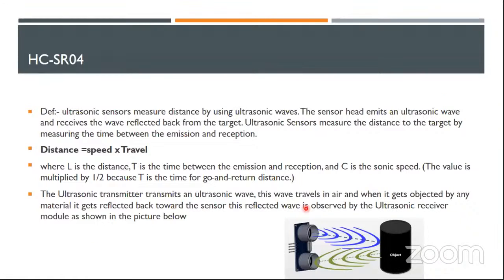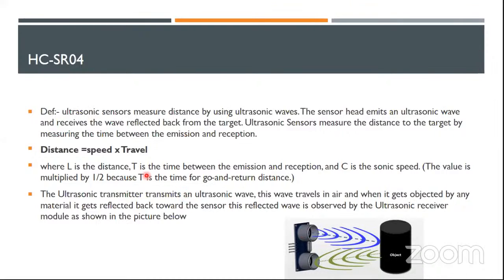So, when going ahead with the ultrasonic sensor, it is going to measure the distance using an ultrasonic wave. The sensor emits an ultrasonic wave and receives the wave reflected back. If this is the object, it sends the signal, and based on the signal it sent, it receives the reflection. So distance equals speed into travel time. Based on this formula only, the ultrasonic sensor is working.